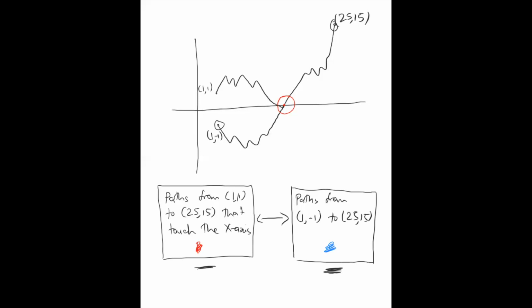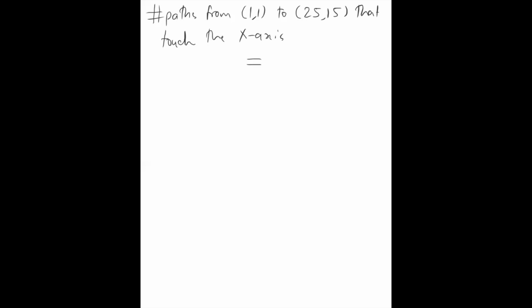So what we have gotten is the number of paths from 1 comma 1 to 25 comma 15 that touch the x-axis is equal to the number of paths from, sorry, I'm making the same mistake again, 1 comma minus 1 to 25 comma 15, and there is no restriction here, and we know how to calculate this. So we can do the same thing again.